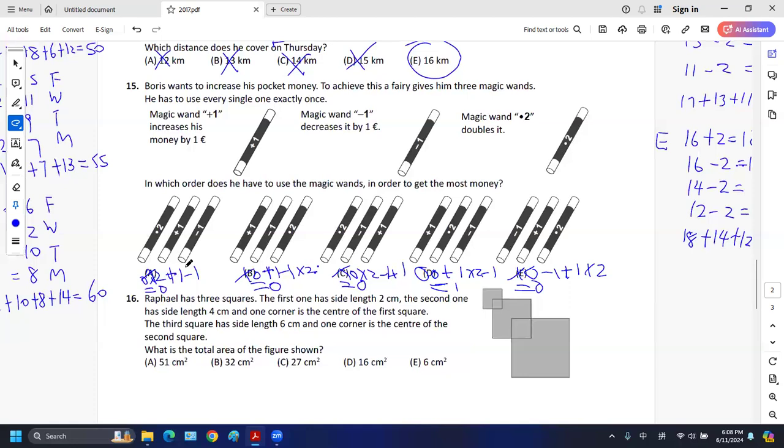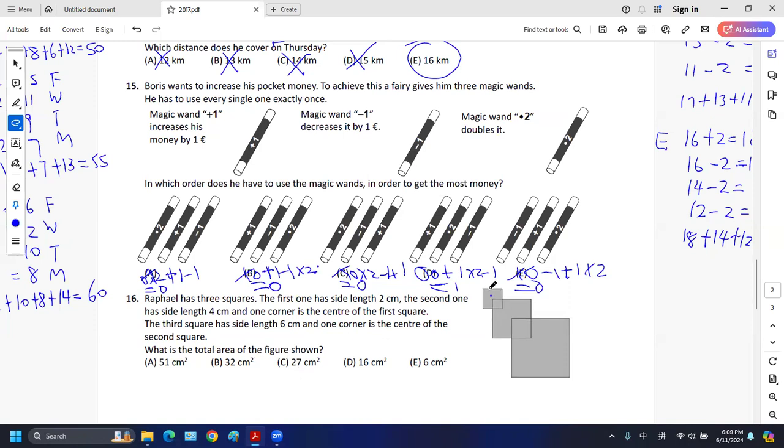Question number 16. Raffle has 3 squares. The first one has side length 2 centimeters. The second one has side length 4 centimeters, and one corner is the center of the first square. The third square has side length 6 centimeters, and one corner is the center of the second square. What is the total area of the figure shown?